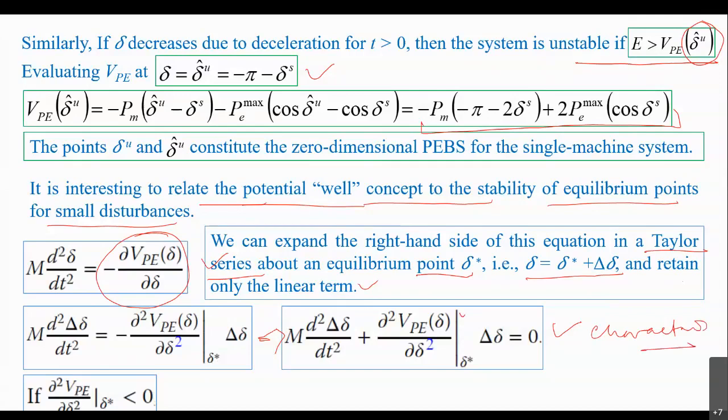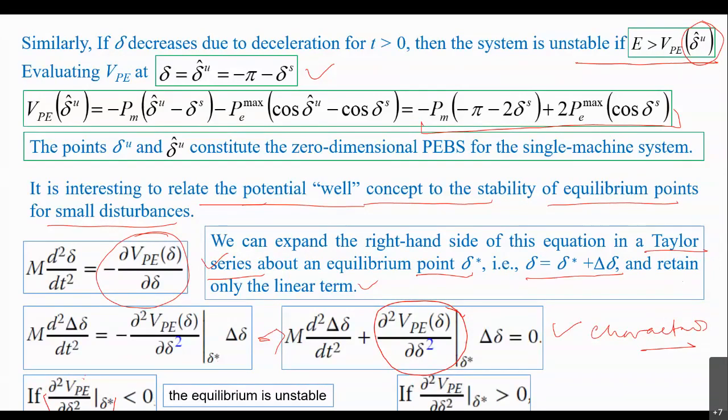And if this value, that means the double partial derivative of Vp evaluated at delta star, is less than 0, if it is negative, then your system will become unstable, right? Because this side will become positive, and this will give us a positive value. The eigenvalue will remain in the right hand side, so therefore the system will become unstable.